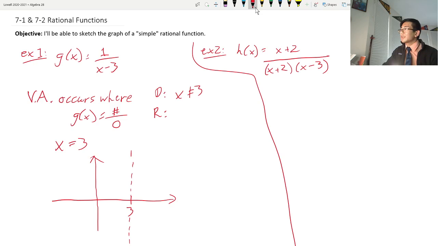The range, we notice, again, this is very similar to the parent function 1 over x, where no matter how big or how small x is, 1 divided by that number is never actually going to be 0. And so we can see here that g of x is never going to equal 0, or you could say y is never equal to 0. That's fine too. And so that's going to tell us that we actually have another horizontal asymptote right there. I'll draw that in green.